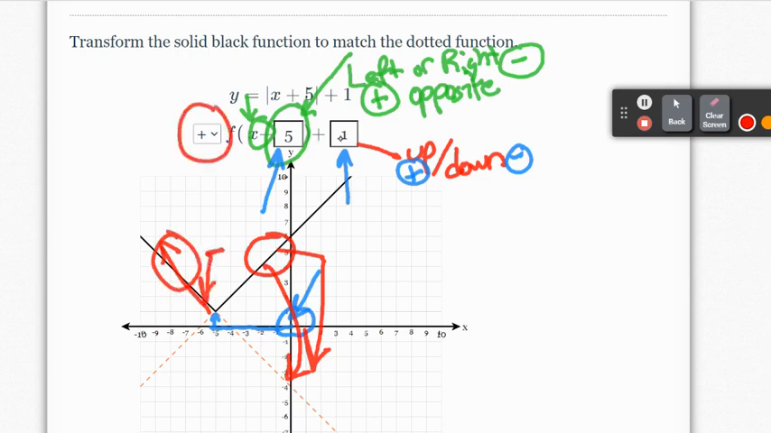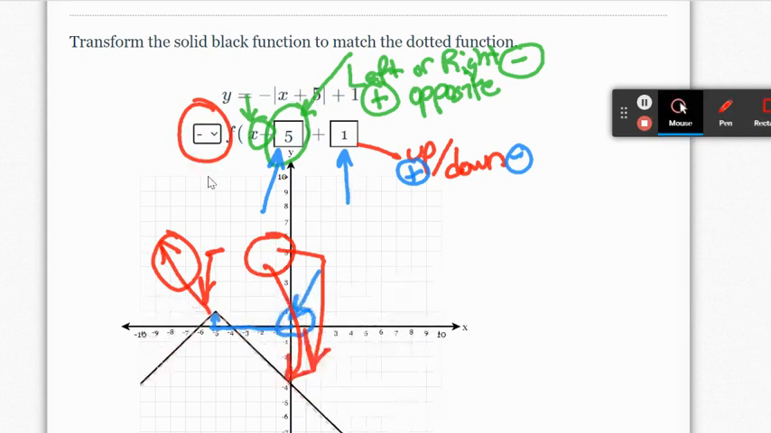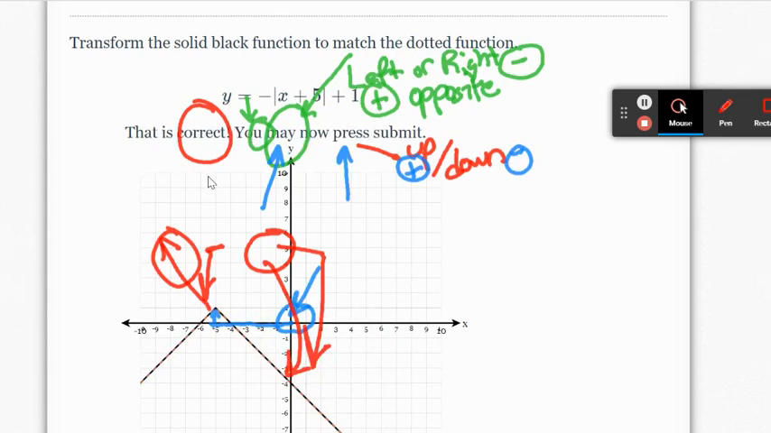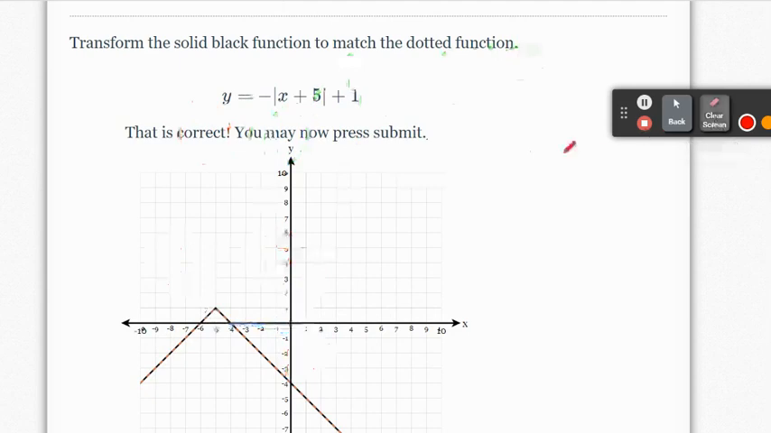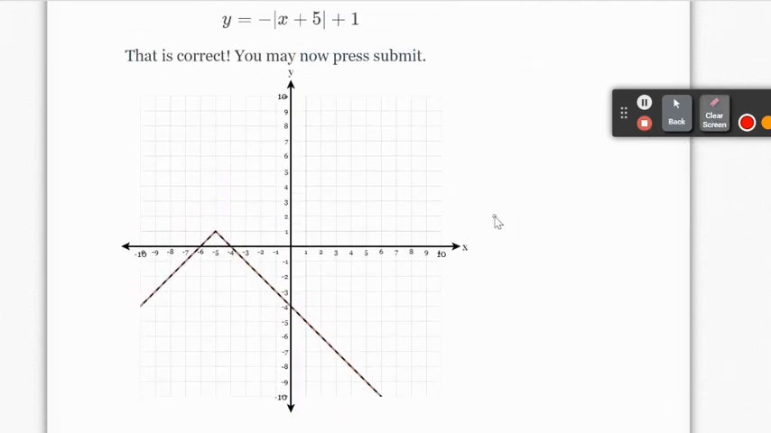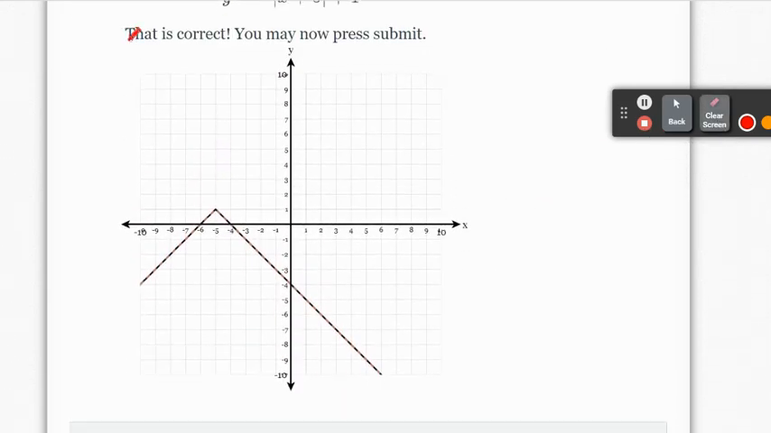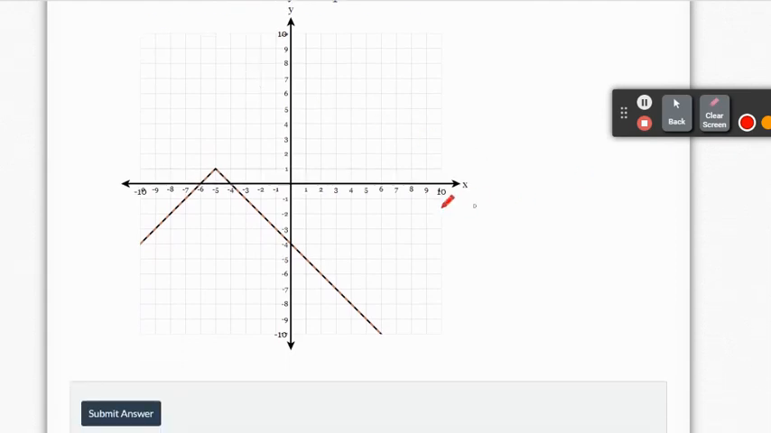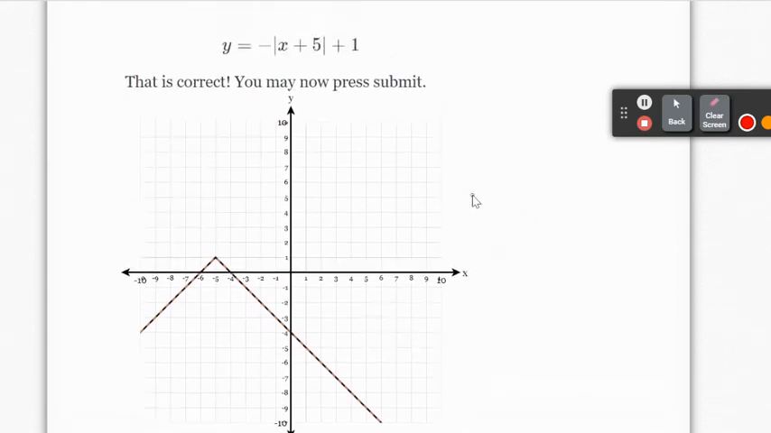So what I do right here is just click the dialog box there where it will go to a negative, and boom, it lines up perfectly, and I have matched this graph. And so what you'll notice down below is it says, that is correct. You may now press submit. So when you submit it, you get a green check mark, and you did the thing.